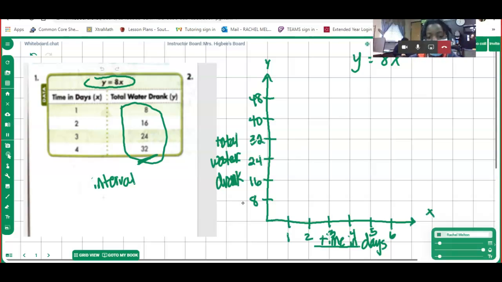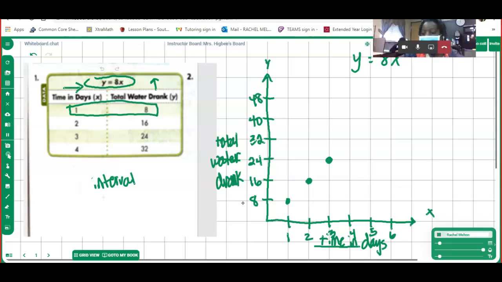So the next thing is to take my ordered pairs and graph them. My first pair is 1, 8. Remember, x is over, y is up. So I go over 1 and up 8. Then I have 2, 16: over 2, up 16. 3, 24, and 4, 32. And then I want to put my line through.